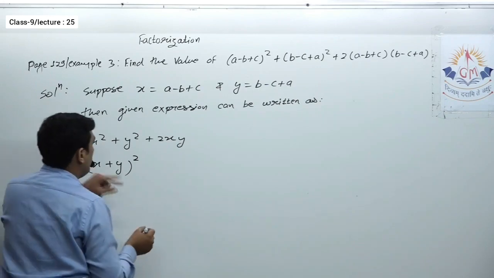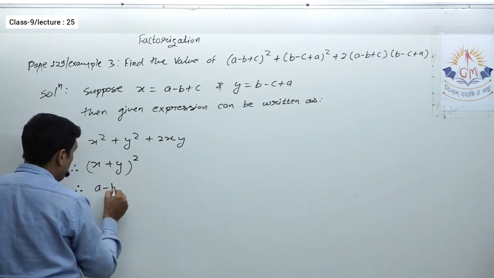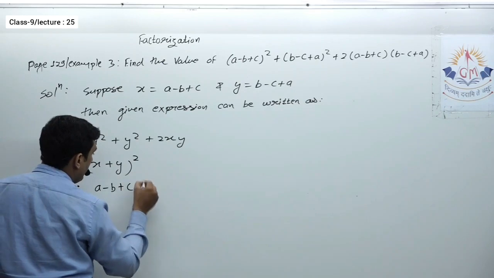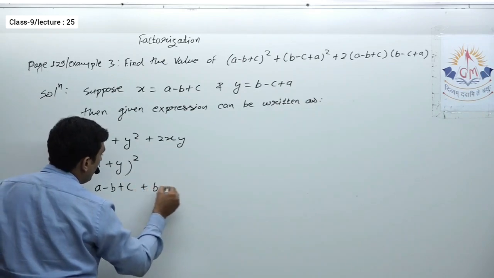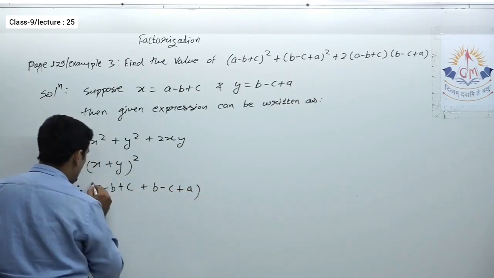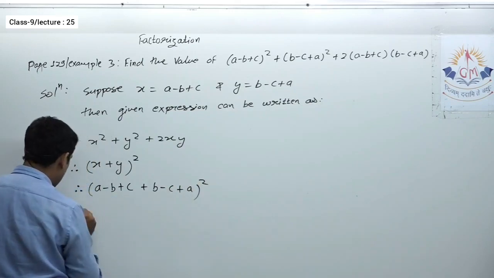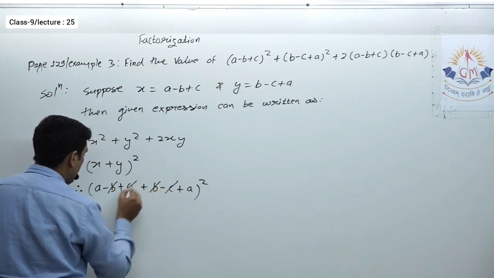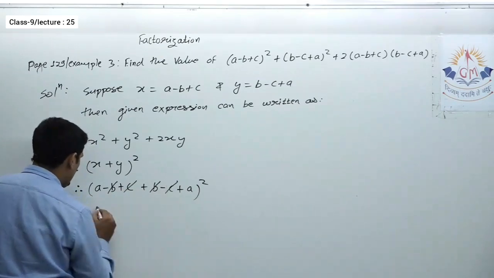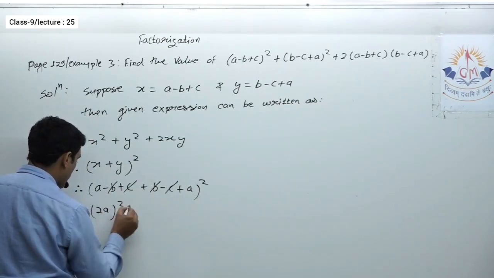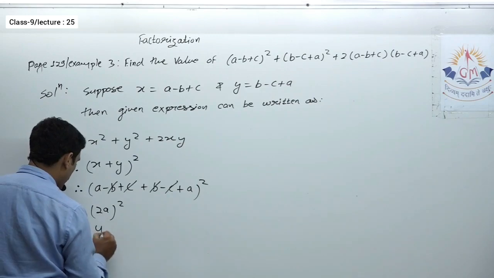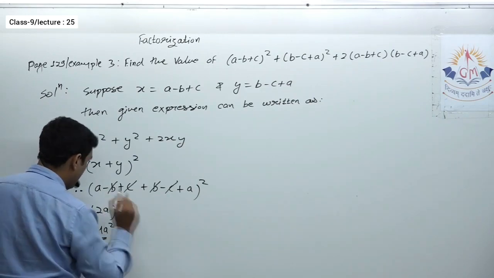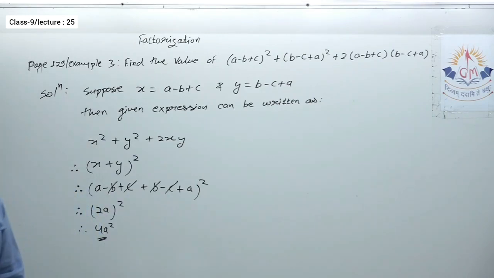Therefore now at the place of x I will put a minus b plus c, and at the place of y I will put b minus c plus a, whole square. Therefore now minus b minus c plus c, a plus a, 2a whole square. Therefore 4a square. That's it. This is the final answer. So please note it down. Then we will see the next question.